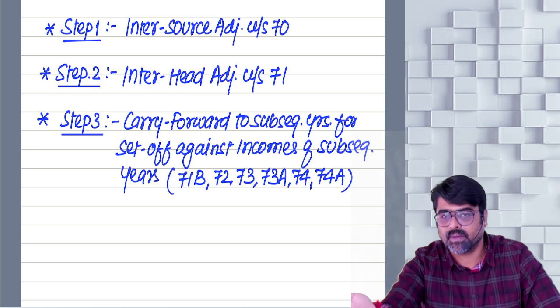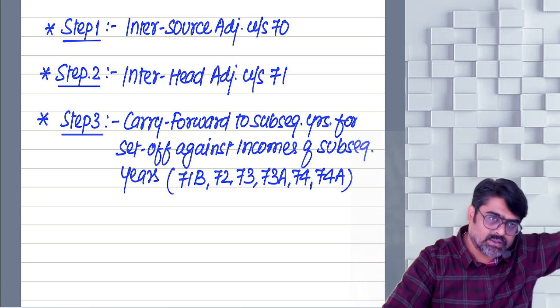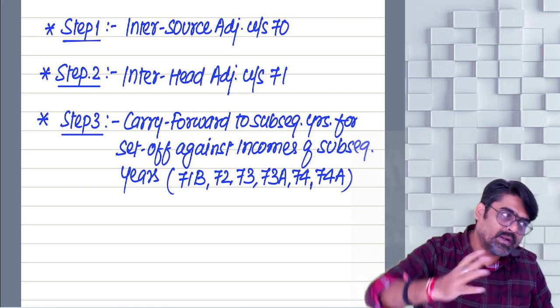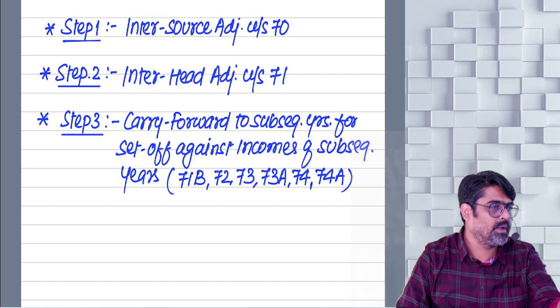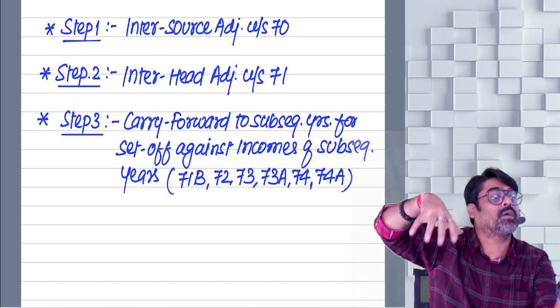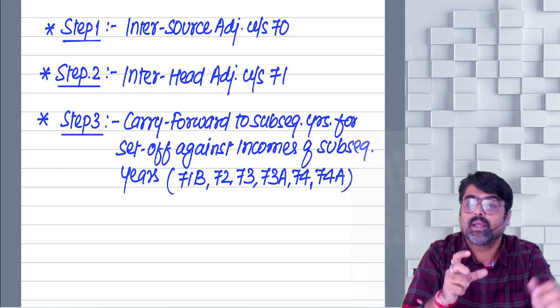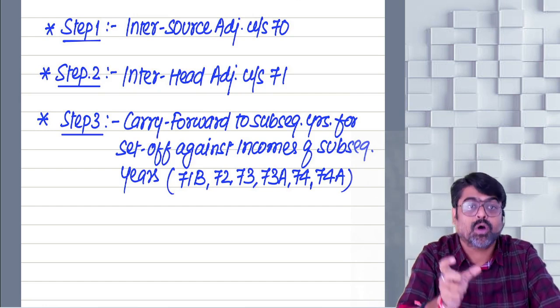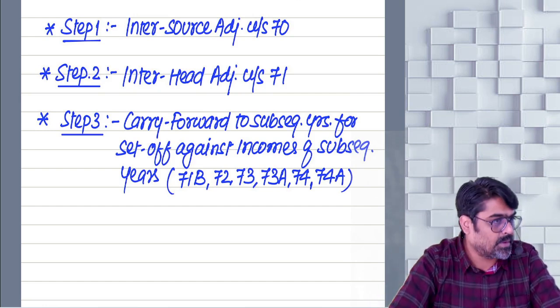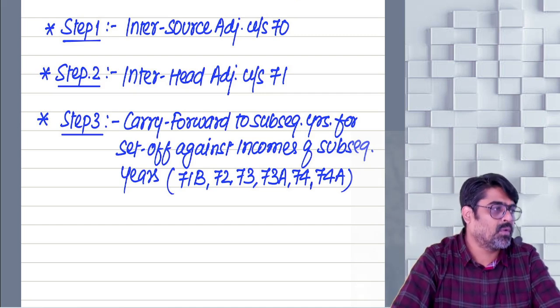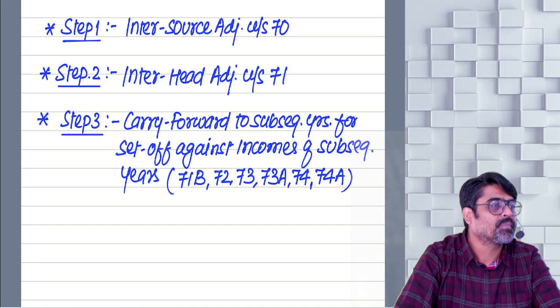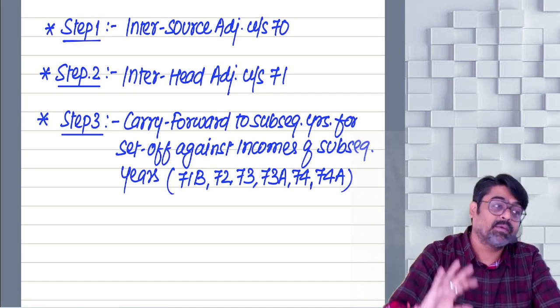Yes or no? Loss of a house property, will you directly set off against salary income? Will you directly set off against capital gain income? No. Loss of a house property, first it will be set off under the head house property against profits or positive income of other house property. Sir, what if other house properties are not there? This was the only house property. Or other house properties are also there, even they are having loss.